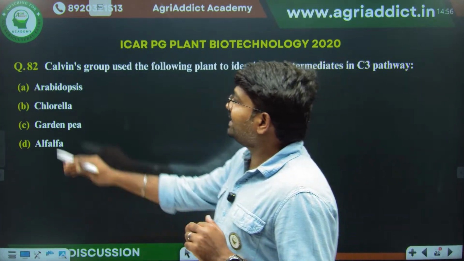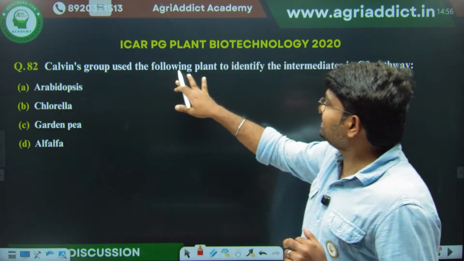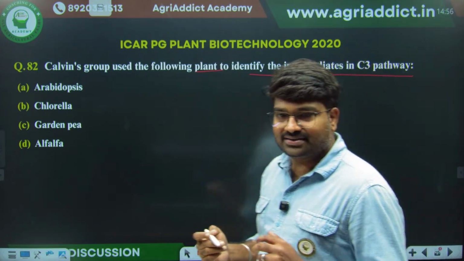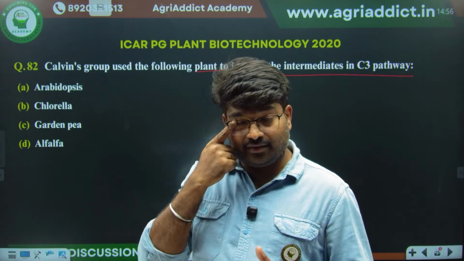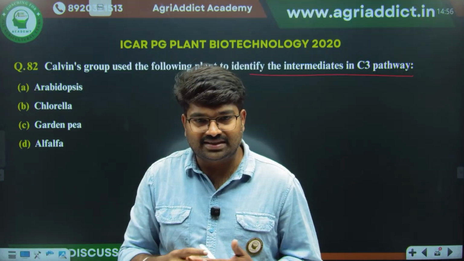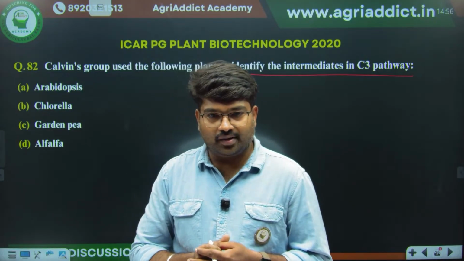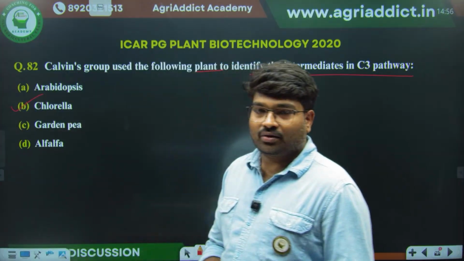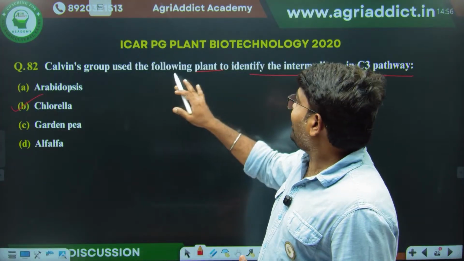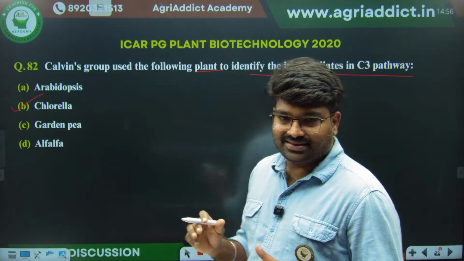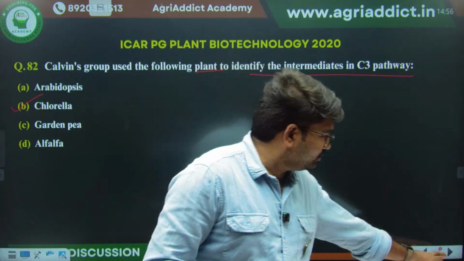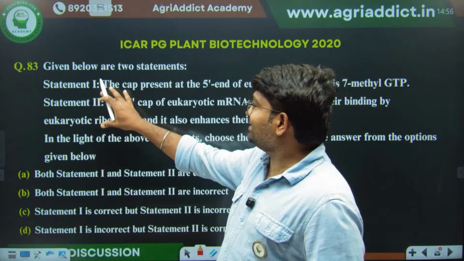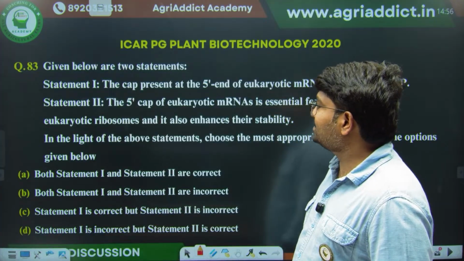Calvin's group used the following plant to identify the intermediates in the C3 pathway. Which did they use: Arabidopsis, Chlorella, garden pea or alfalfa? Yes, Chlorella. They used Chlorella for identifying the intermediates in the C3 pathway. This is a simple question only.